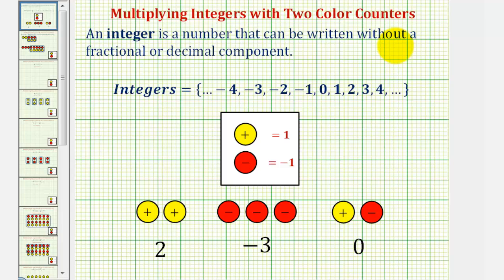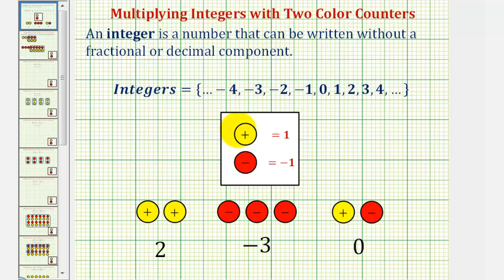Welcome to the first lesson on multiplying integers with two-colored counters. In this lesson, we'll look at multiplying a positive and a positive and a positive and a negative. In the next lesson, we'll look at a negative times a positive and a negative times a negative.